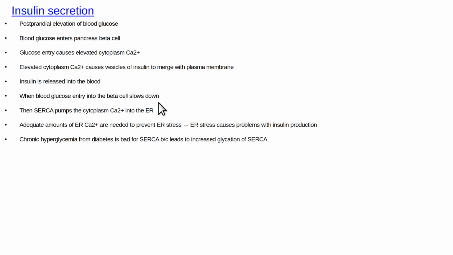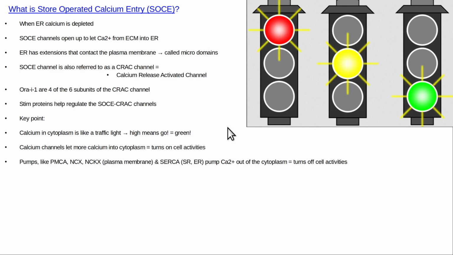Insulin secretion, we're not going to talk about that too much. Just know that anything that inhibits SERCA is bad for that. Store operated calcium. There's more stuff we could talk about, but these other things, they're sort of interesting, but they're not really going to affect you. You don't need to know this other stuff.